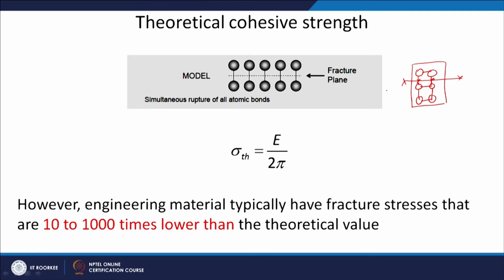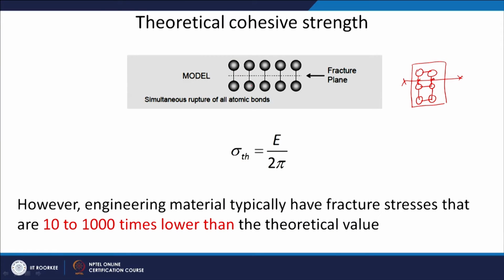If I take a material of this size, let us say, there will be millions of atoms and millions of bonds that I have to break to take it into two parts. So, suppose the atoms are there, then there are bonds between them, this is a fracture plane, and I am simultaneously rupturing all the atomic bonds for fracture to take place. For the theoretical calculation, I am not giving the derivation here, you can look in the book, for example, Mechanical Metallurgy by Dieter.